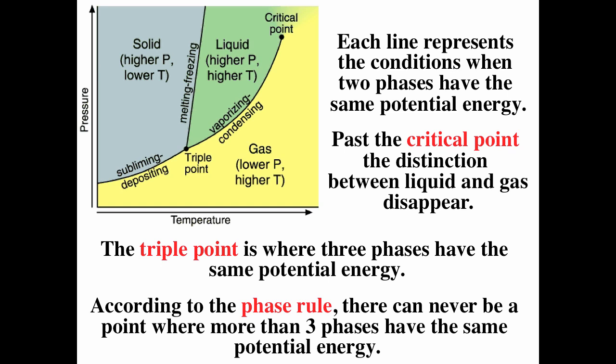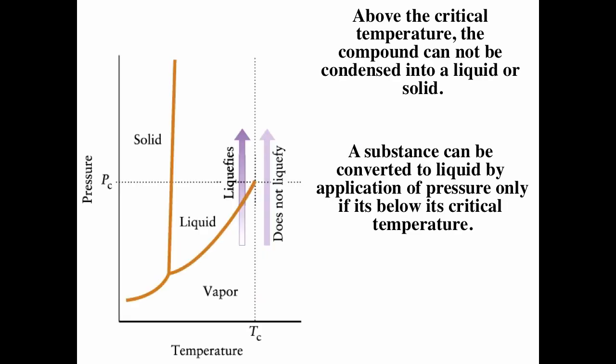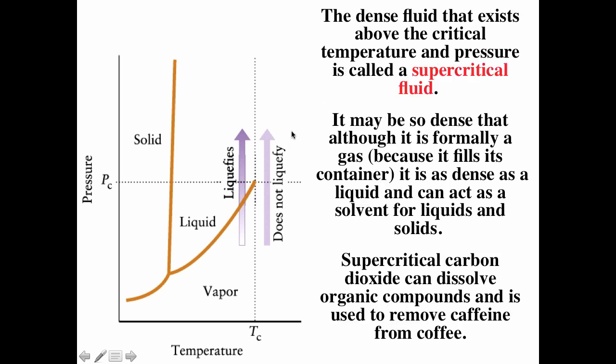Now, if you have a single compound phase diagram, according to the phase rule, you can never have a point where more than 3 phases have the same energy. And so above the critical temperature, the compound cannot be condensed into a liquid or solid. Again, the region above the critical point is referred to as supercritical fluid.